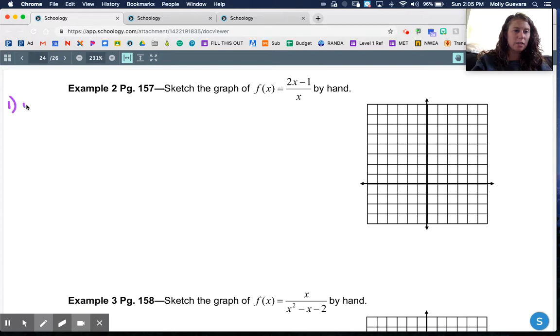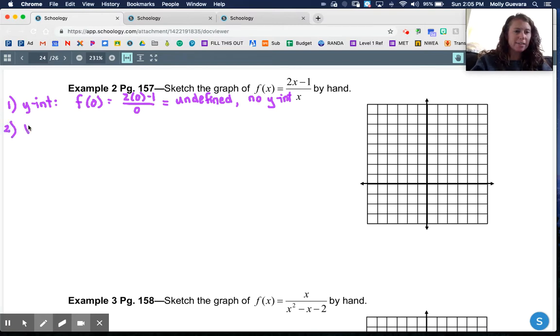So step 1 is to find the y-intercept by plugging in 0. So f of 0 gets me 2 times 0 minus 1 over 0. Right here, I cannot have 0 on the bottom of a fraction, so this is undefined. And since I get undefined, that means that there's no y-intercept. So this graph does not cross the y-axis at all. That's okay.